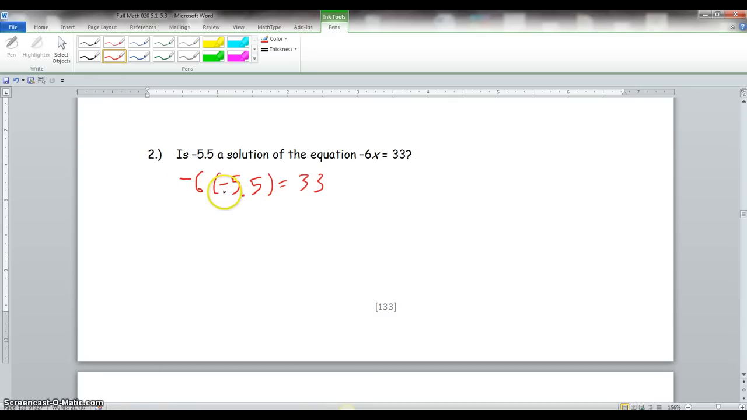First of all, a negative times a negative is positive. So now we'll disregard this decimal and we'll take 55 times 6. 6 times 5 is 30. We have our 0, carry our 3. 6 times 5 is 30, plus 3 is 33. Now we had one digit behind the decimal, so this would be 33.0, which we know is actually just 33. So 33 does equal 33, and our answer is yes.